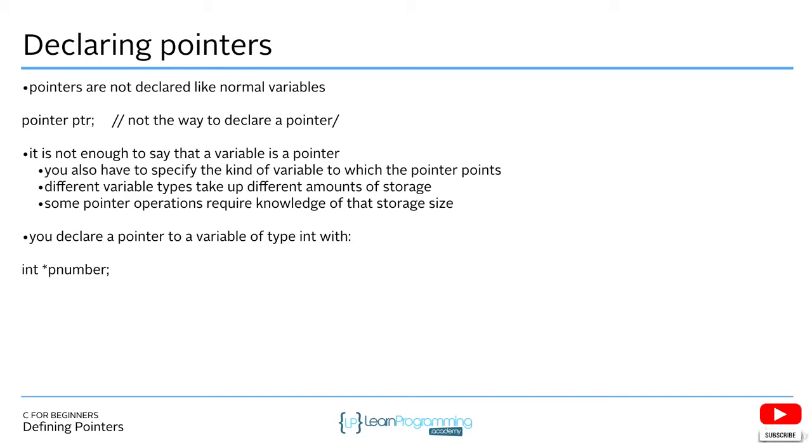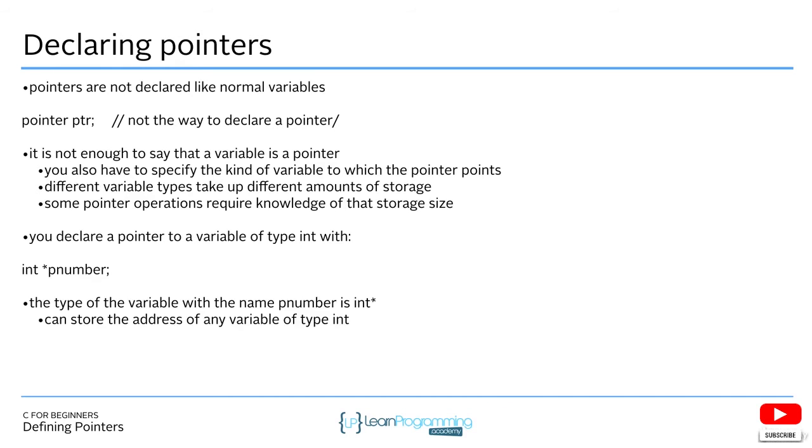You can declare a pointer to a variable of type int by doing the following: int star, or asterisk, p number. That tells you that it's a pointer. The int looks the same, but after that is the asterisk. The asterisk signifies a pointer, and then you have to specify the type the pointer points to. This is an int pointer. The type of the variable with the name p number is int star. It can store the address of any variable of type int.